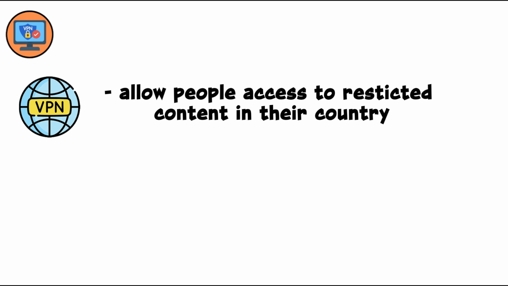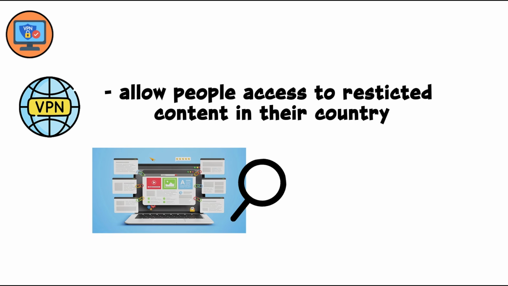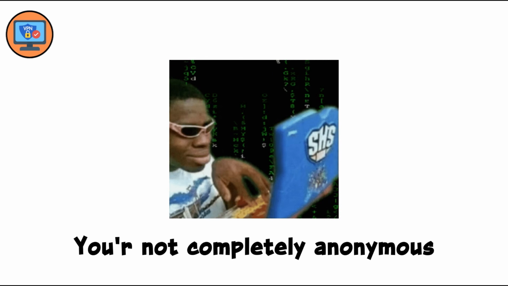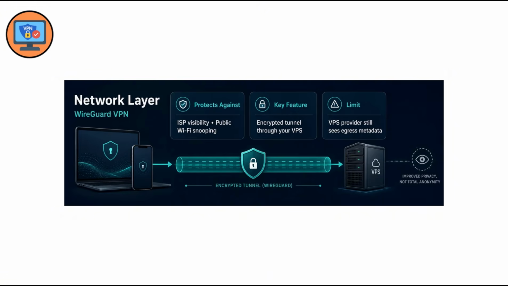VPNs are also how people access content that's restricted in their country, since the website sees the VPN server's location, not yours. What VPNs don't do is make you completely anonymous or protect you from every threat. They're one layer of privacy, not an invisibility cloak.